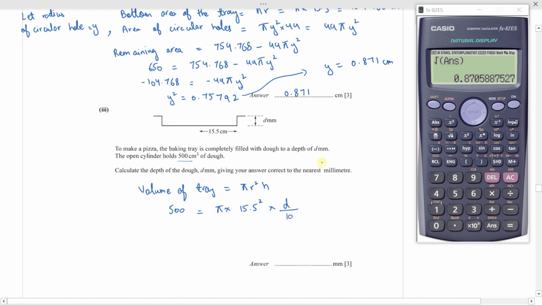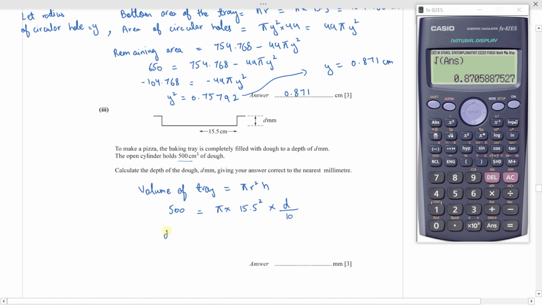So if you divide by 10, you can convert millimeters into centimeters. Since everything else, your volume is in centimeter cube and your radius is in centimeter, your height should be in centimeter as well. So you divide your depth d millimeters by 10 to convert it into centimeters. And then we can find the value of d from this equation.